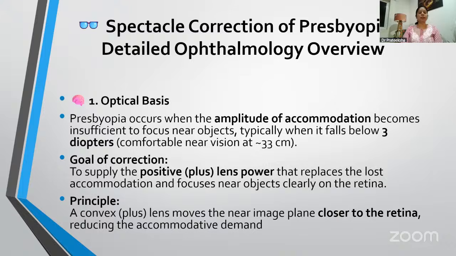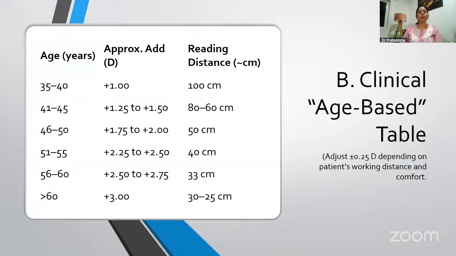What is the optical basis? Presbyopia occurs when the amplitude of accommodation becomes insufficient to focus near objects, typically when it falls below 3 diopters. The goal of correction is to supply positive plus lens power that replaces the lost accommodation and focuses near objects clearly on the retina. The principle is that the convex or plus lens moves the near image plane closer to the retina, reducing the accommodative demand. So we are all familiar with this. Depending on the reading distance and the age, this is the approximate amount of diopter which we need. This is an age-based table. We can adjust by plus 0.25 depending on the patient's working distance and comfort.